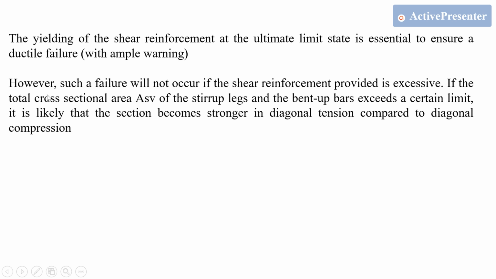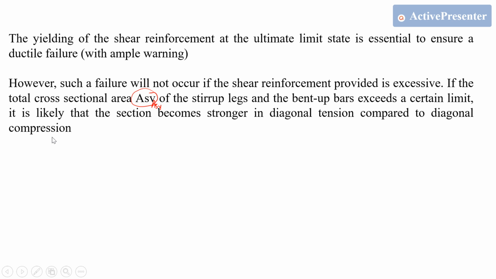If the shear reinforcement provided is excessive, there won't be yielding of your reinforcement. If the total cross-sectional area Asv, this is actually A suffix sv, of the stirrup legs and the bent-up bars exceeds a certain limit, it is likely that the section becomes stronger in diagonal tension compared to diagonal compression.